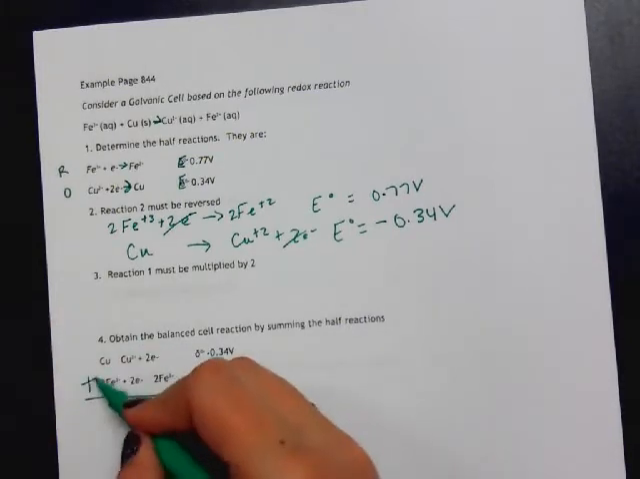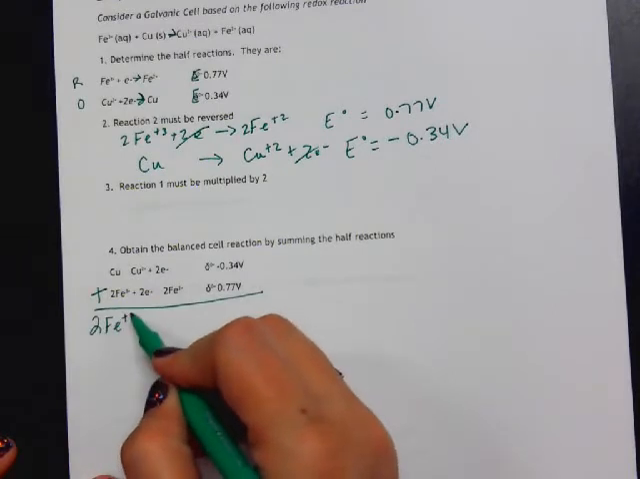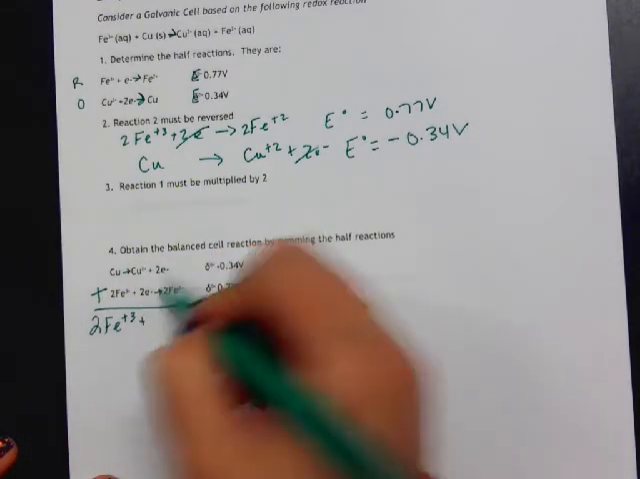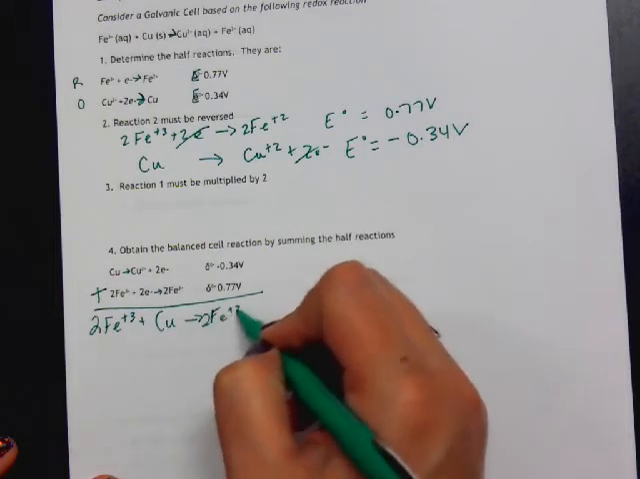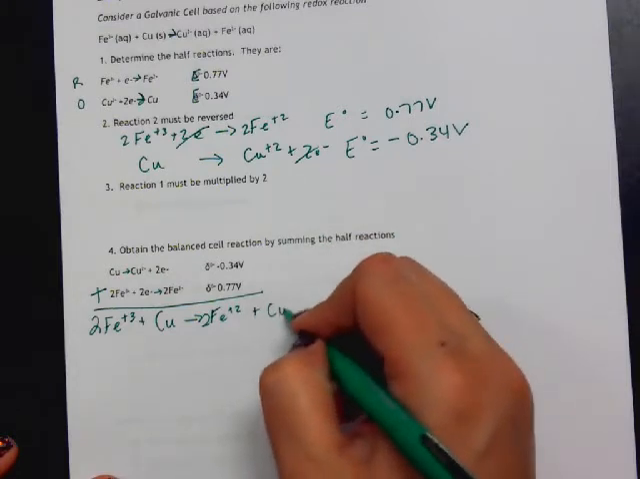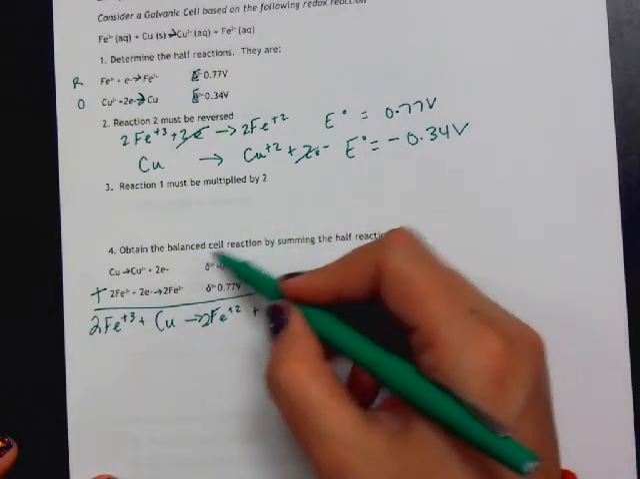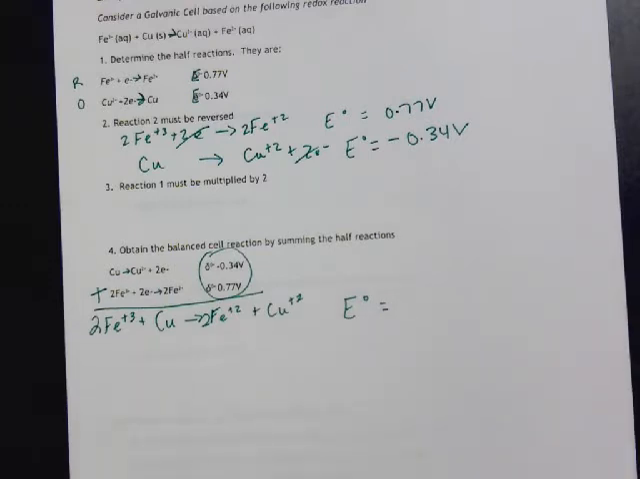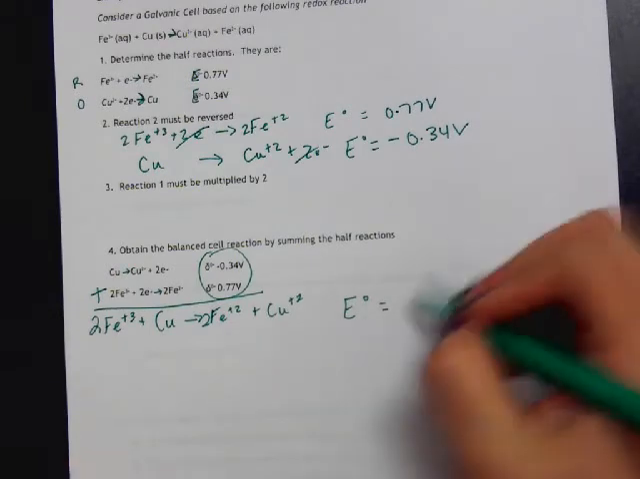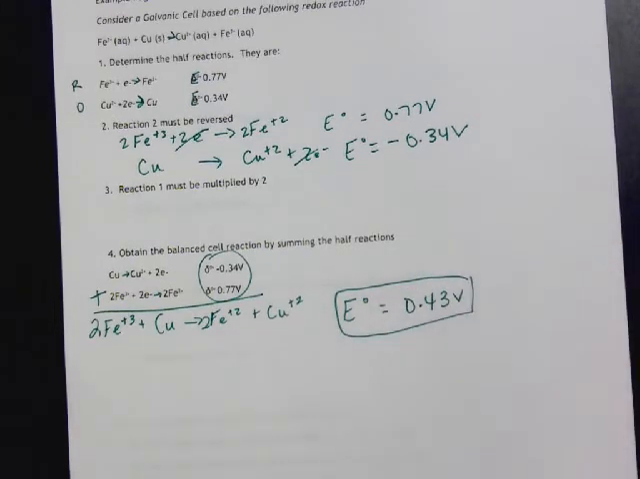Okay. And then we add them together. So then we add our two half reactions together to get our final reaction. So we get our iron plus 3 and our copper going to our iron plus 2 and our copper plus 2. And then our cell potential is just the sum of these two values. So we just add those two together, and we get 0.43 volts.